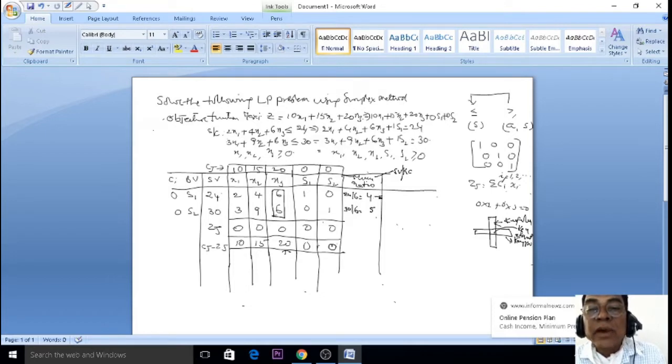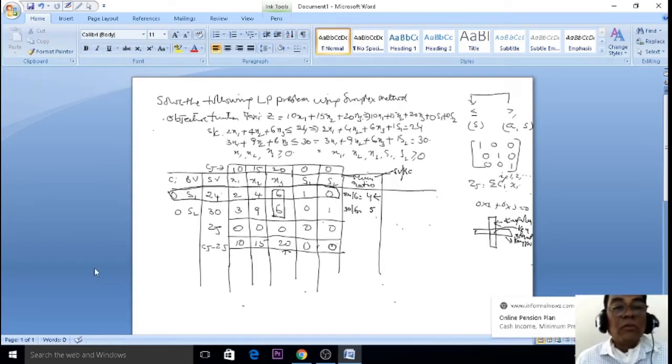Select the minimum value. Minimum value means this. For the key column, select the maximum positive value. For the key row, select the minimum positive value. So the minimum positive value means this one. So this is called the key row. Finish. Now what is the next step?